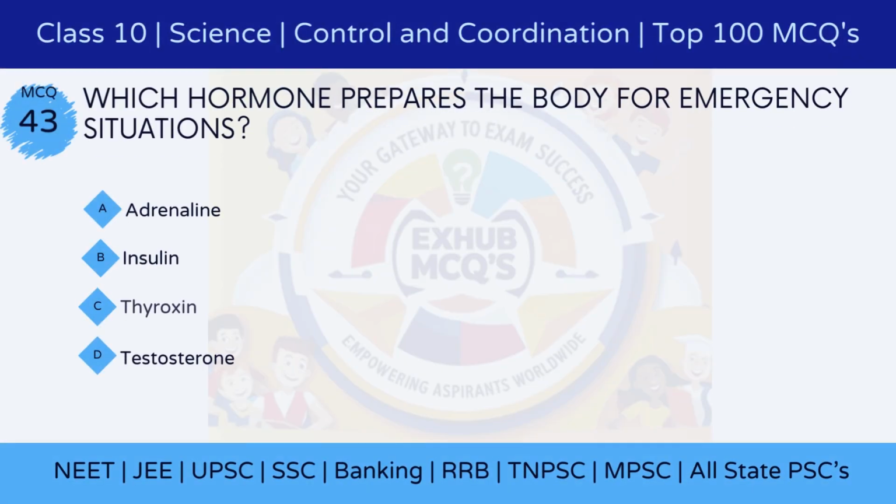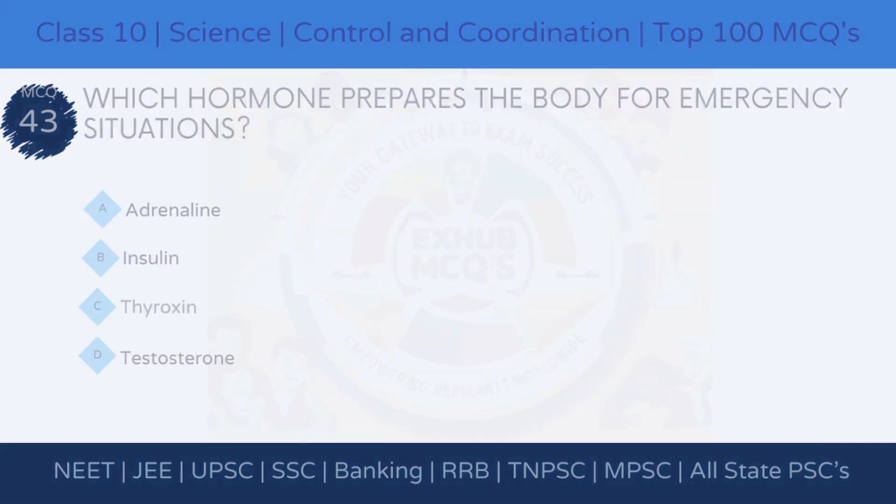MCQ 43. Which hormone prepares the body for emergency situations? Option A, adrenaline. Option B, insulin. Option C, thyroxine. Option D, testosterone.